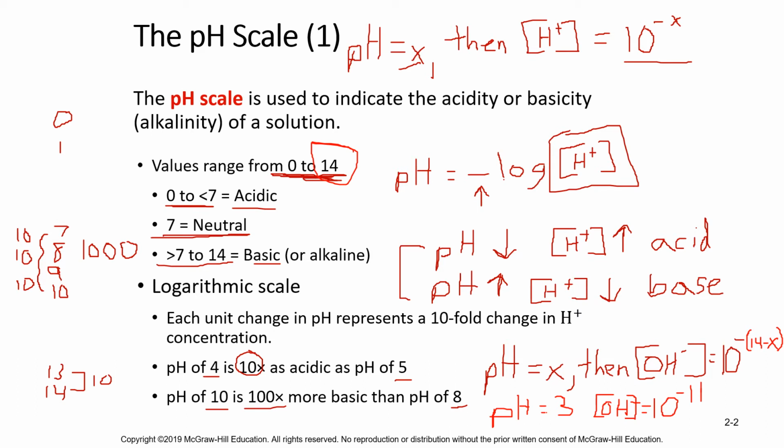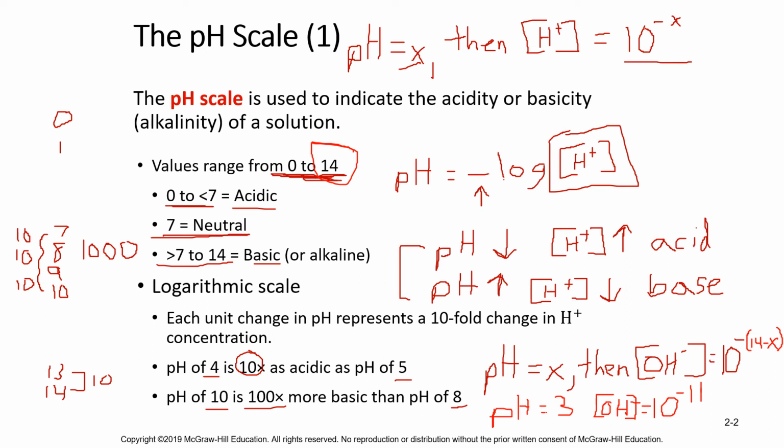If your pH is 5, 14 minus 5 is 9. Your hydroxide ion concentration is 10 to the minus 9. If your pH was 10, 14 minus 10 is 4. Your hydroxide ion value would be 10 to the minus 4.